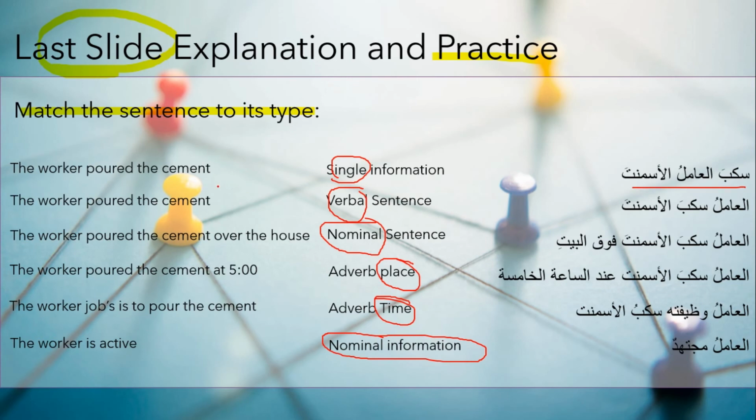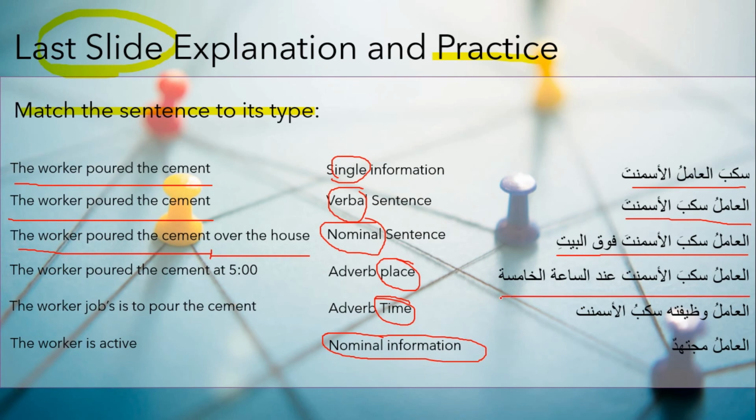Let's try to read. سكب العامل الإسمنت. The worker poured the cement. العامل سكب الإسمنت. The worker poured the cement. In the English language, we don't have any changes. العامل سكب الإسمنت فوق البيت. The worker poured the cement over the house. العامل سكب الإسمنت عند الساعة الخامسة. The worker poured the cement at 5.